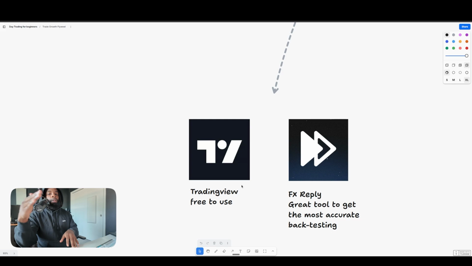So if you want to do something more like it feels like a real live market, like a real live simulated market, then FX Replay is the best bet. So you can go with those 2 options. I prefer TradingView because it's free, but FX Replay is really good for building an actual system if you want to start building your trading plan.